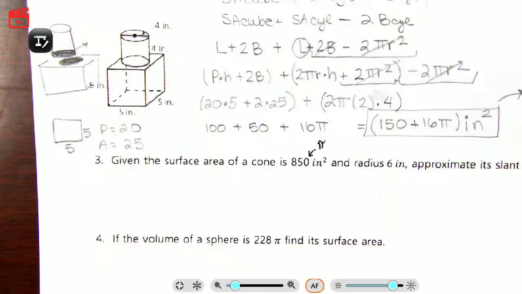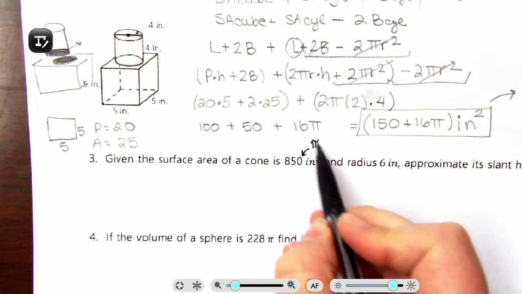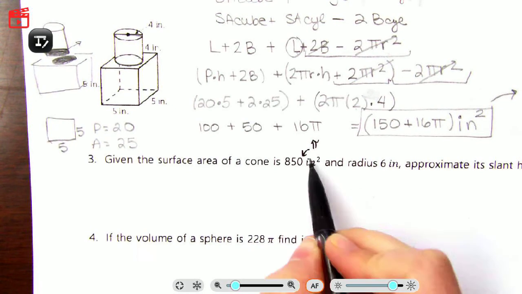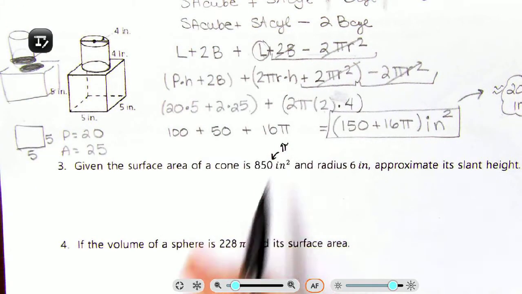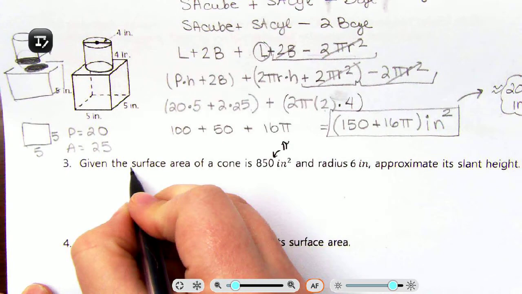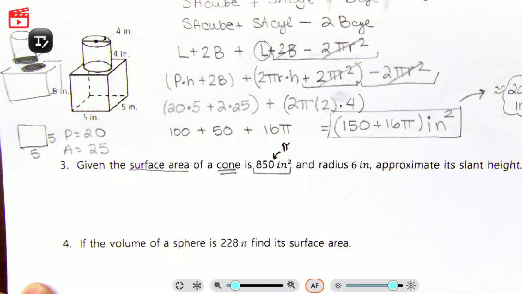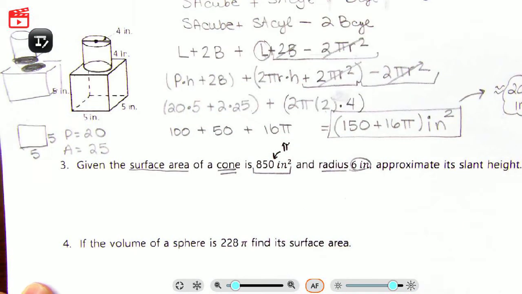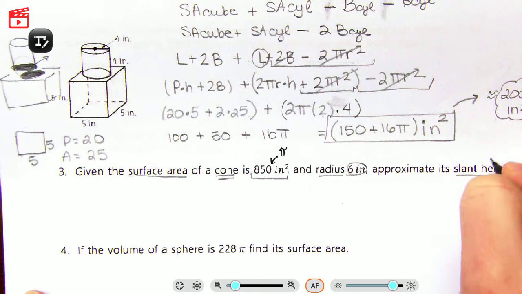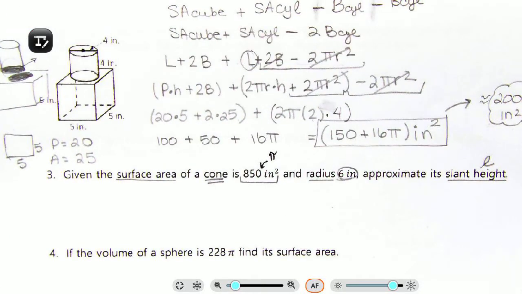All right, number 3. Given the surface area of a cone. Now, originally there was a typo in here. I know there's a pi missing. That's why I put that in. So on your pretest, make sure to write in a pi. So we know that the surface area of a cone is 850 pi. The radius is 6 inches. We want the slant height. So slant height is this fancy L, like a cursive lowercase l.